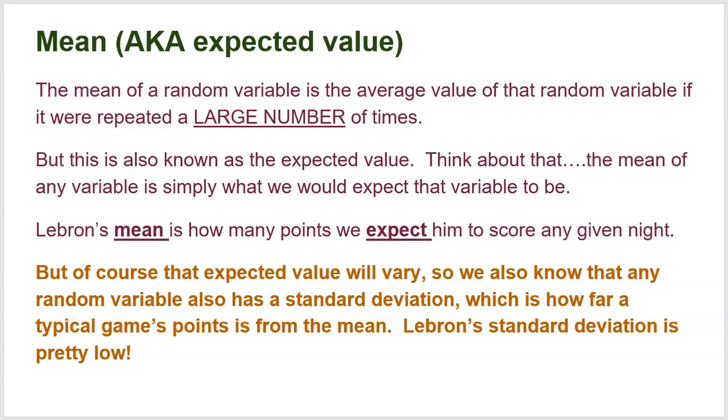Pretty simple, right? And LeBron is so good, I would actually expect his standard deviation to be pretty low because he usually scores what he averages. There's very rarely that he ever goes super low or super high. He's pretty consistent. Other NBA players are very inconsistent. They might score 0 points. They might score 40 points. They're going to have a large standard deviation. But I really want you to make sure you understand what a mean or an expected value is.